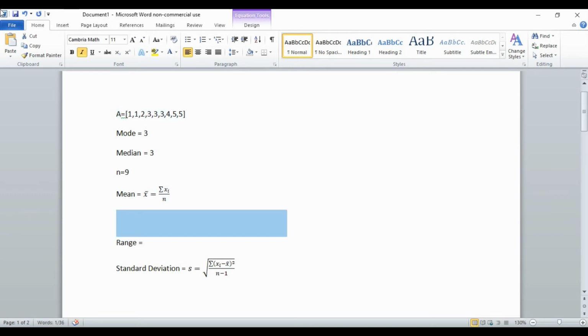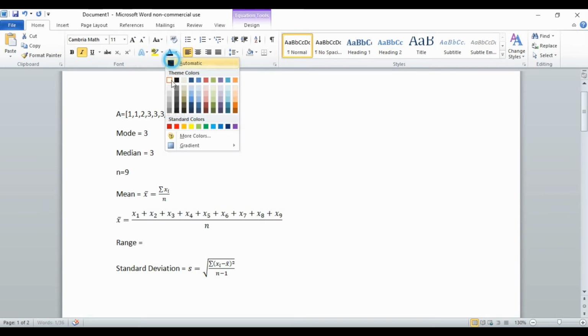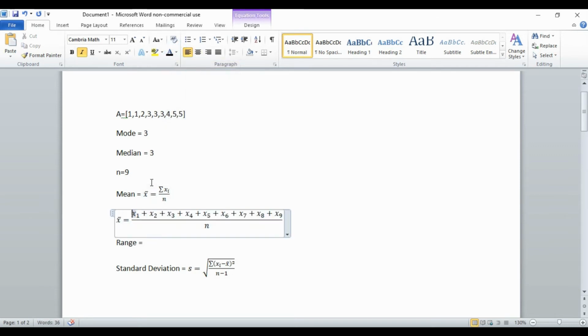So I did a little shortcut here and already had this ready. So this is going to be 1 plus 1. The third element is the 2. The fourth, fifth, and sixth elements are all 3s. The seventh element is a 4, and the 8th and 9th elements are 5s. And then this is just divided by 9.